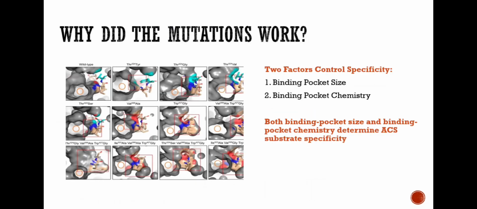So why did these mutations work? The researchers concluded that two factors control substrate specificity. The first is the binding pocket size. Larger pockets allow larger substrates to enter. The second is the chemistry itself, because changes in the amino acids and their composition alter how substrates interact with the enzyme. Together, these changes explain the altered substrate preferences observed in the mutants.